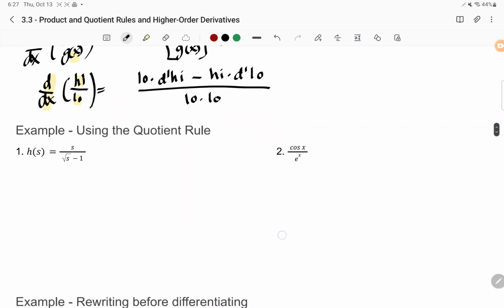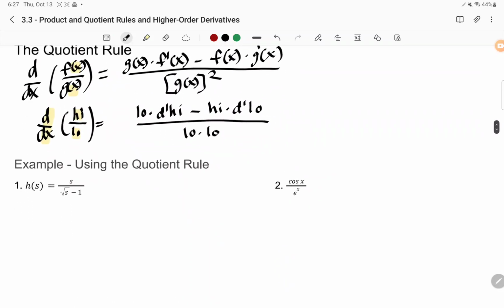Moving on, let's go ahead and try some examples. Go ahead and try 1 and 2. If you need help, go ahead and unpause the video, but otherwise pause the video, try these on your own, and then come back and see how you did.